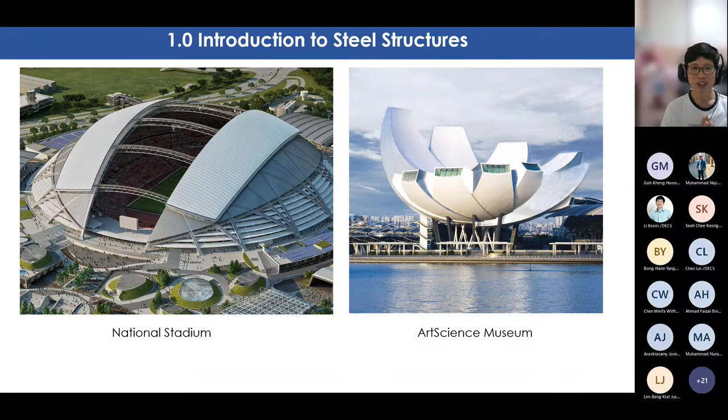But if you look at the National Stadium or the Art Science Museum, think about it: if you are the contractor, what kind of material will you use, RC or steel? Definitely you would normally go for RC. But to construct this kind of structure in RC is very, very difficult and challenging. The National Stadium has a very long span and a dome shape. The shape itself is very hard for RC. It also has a removable steel roof, and steel is a lighter material. The Art Science Museum is also a very complicated, challenging structure.